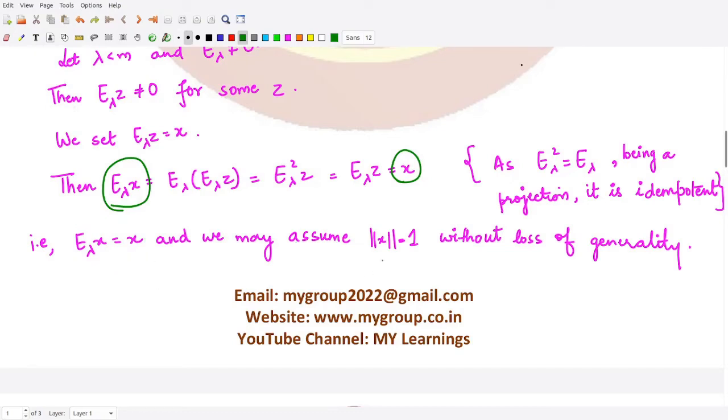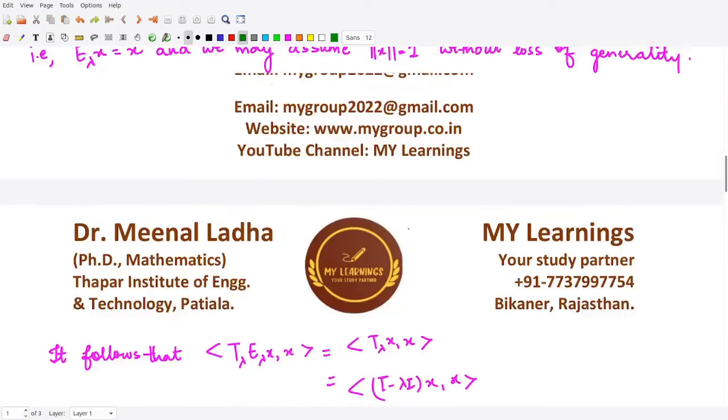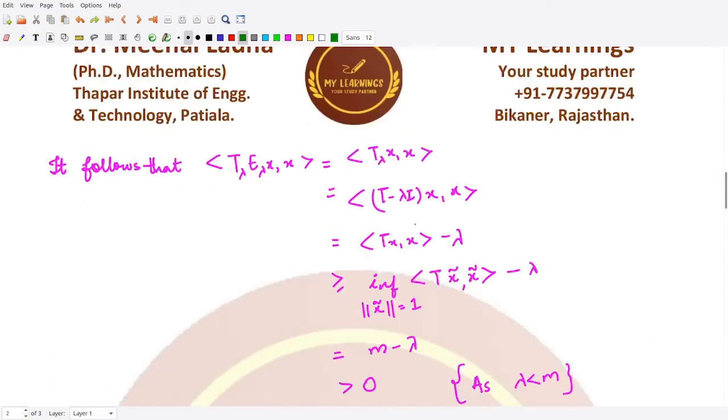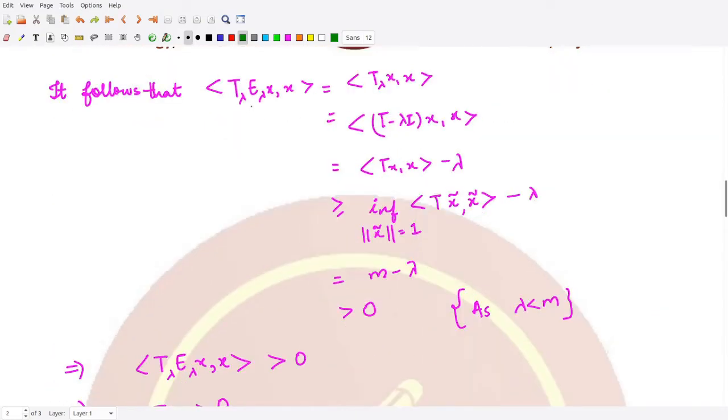So we may assume that the norm of this element is 1. We can do that quite easily. We may choose such an x such that the norm of that particular element is equal to 1. There is no issue in that. Next we wanted to make a contradiction here. For that, let's continue with this inner product, T lambda E lambda x with x. Why are we taking this? Because we have a certain result on T lambda E lambda, and we'll be seeing that in a moment.